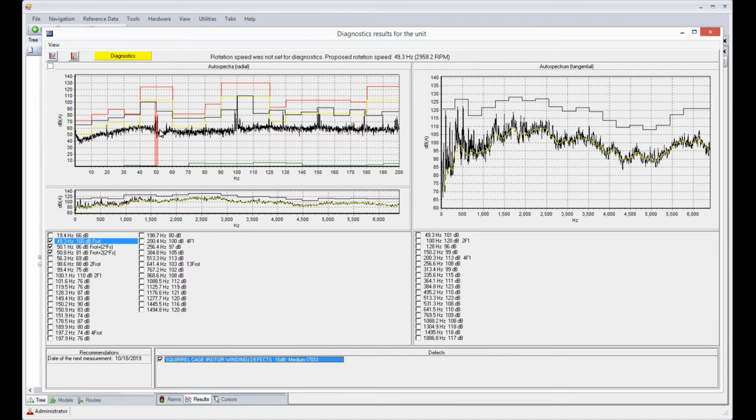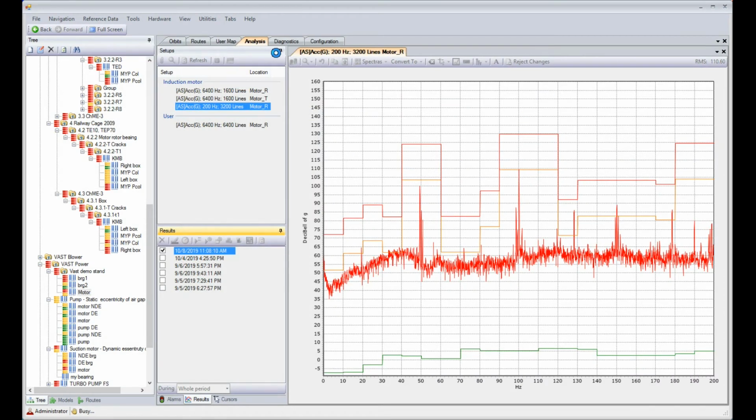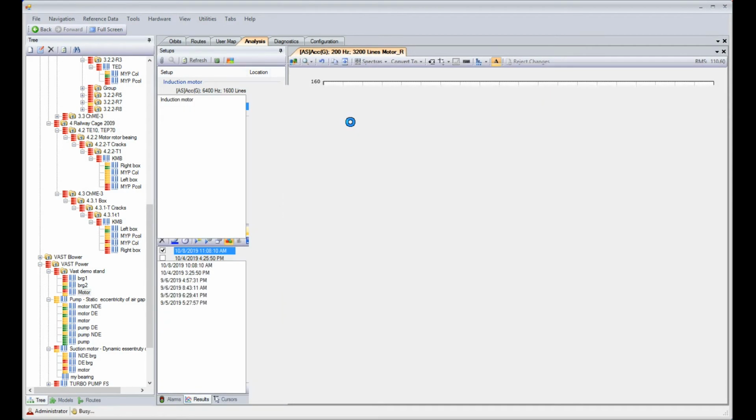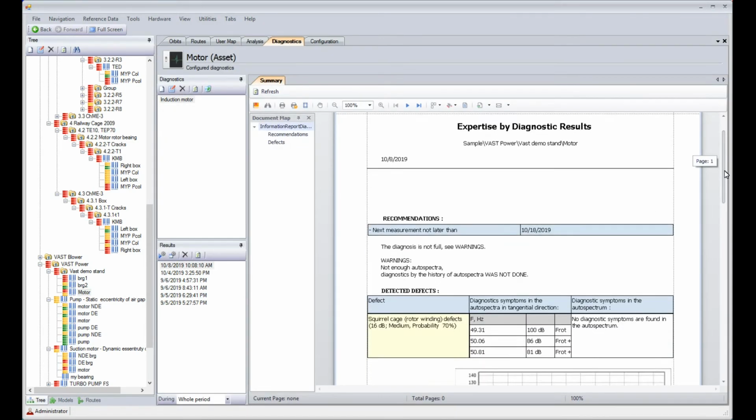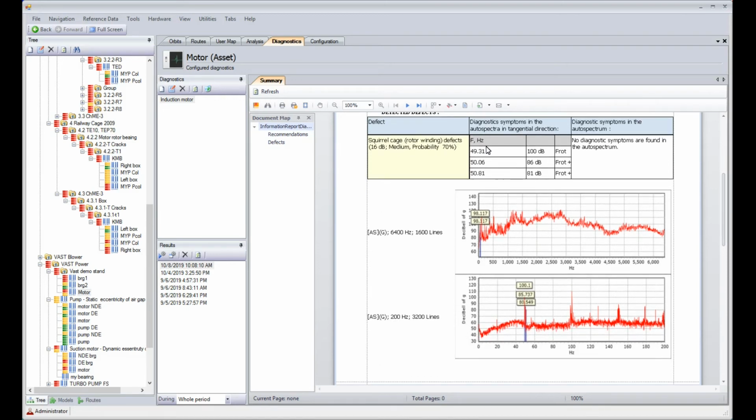The diagnostics is made by the split of this rotation speed. This is the first harmonic of the rotation speed, this is the second harmonic, and the third harmonic of the rotation speed. You see all of them are split into many lines. We have some modulation, and this is the squirrel cage defect. Of course, we can look at the diagnostics folder and have the report about these diagnostics. So we have found a squirrel cage defect. These are the lines, and these are the spectra that show it.